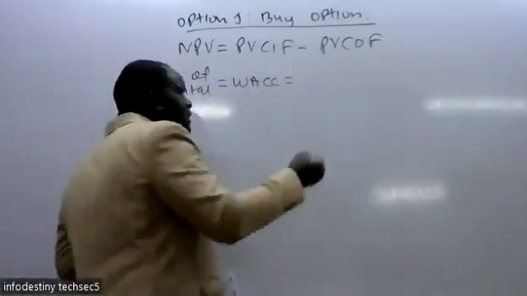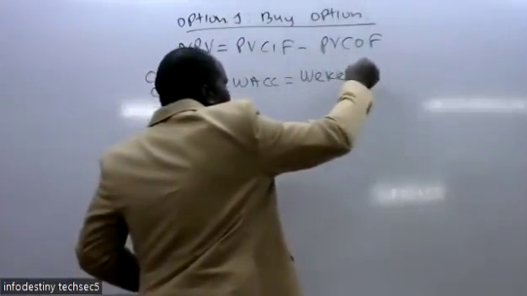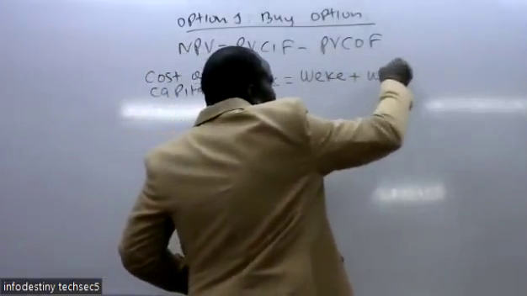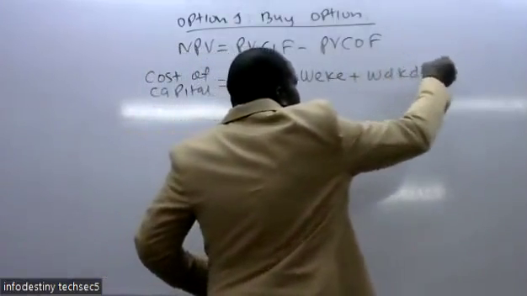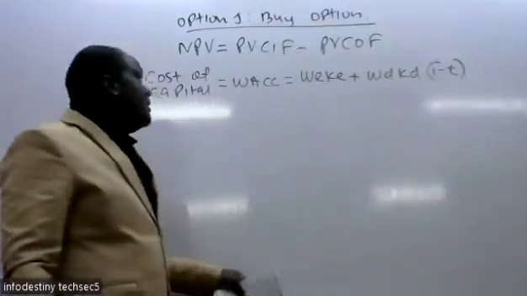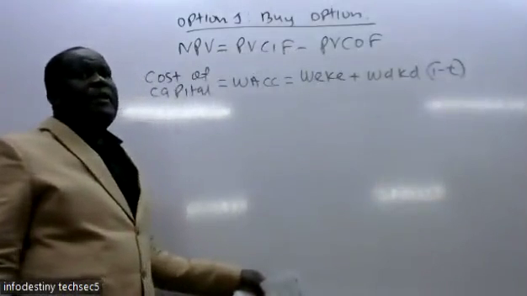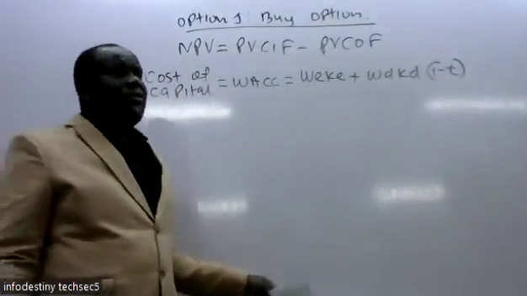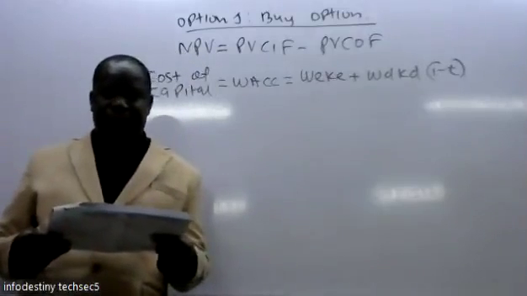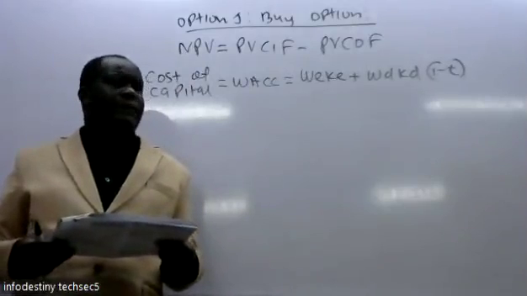So WACC is given by weight of equity times cost of equity, plus weight of the debt times cost of debt, and KD must always be after tax. So to calculate the cost of capital is the same as the WACC. I want you to check paragraph number 2.